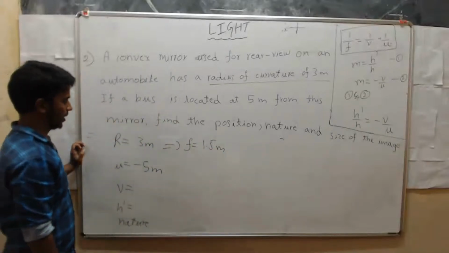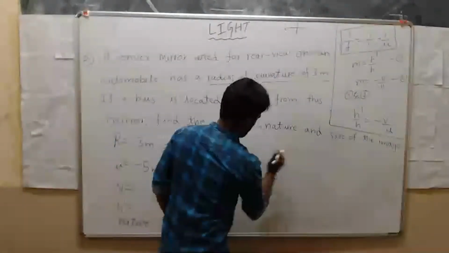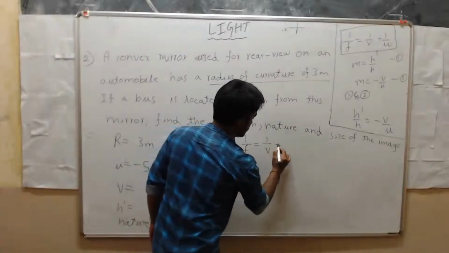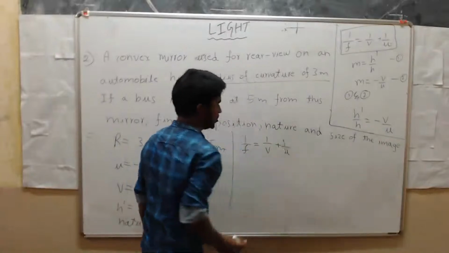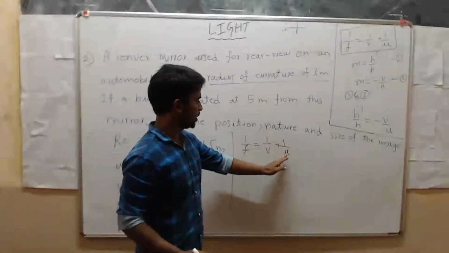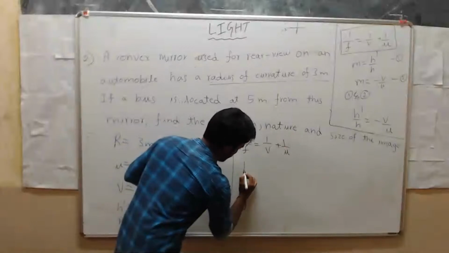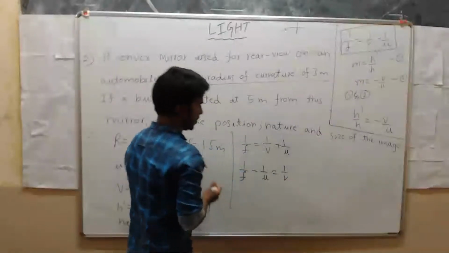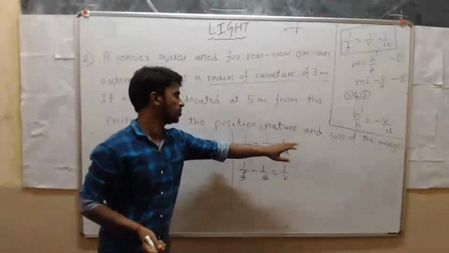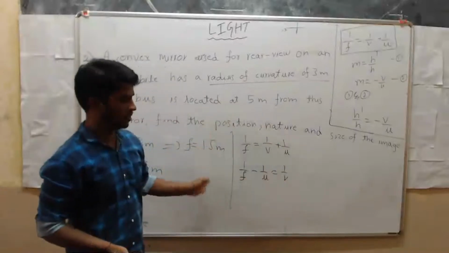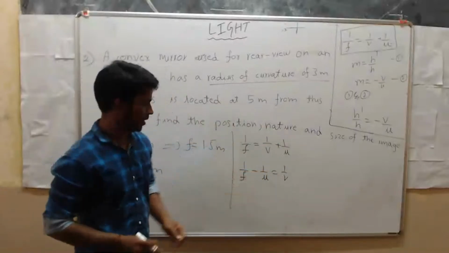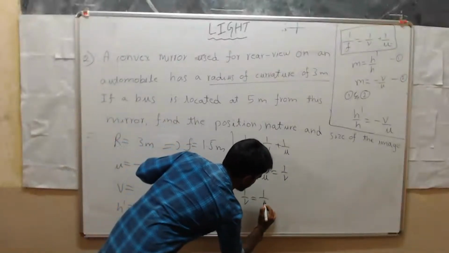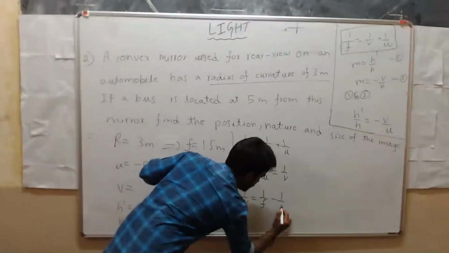Next, find out v. So you know the formula: 1 by f is equal to 1 by v plus 1 by u. Here we need 1 by v, so bring 1 by u to this side. That is 1 by f minus 1 by u is equal to 1 by v. What happens when you bring it from the right hand side to the left hand side? The sign changes, that is minus. Next, we can write this as 1 by v equal to 1 by f minus 1 by u.